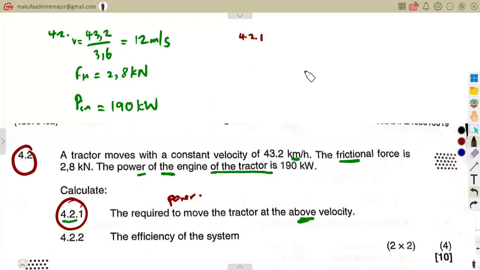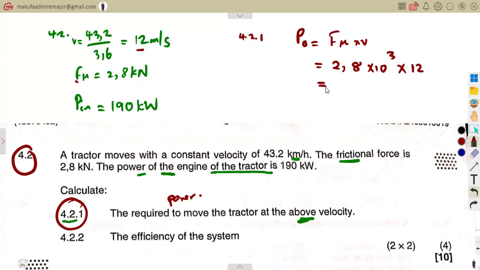So with that, as long as you've got force, in this case, our output power is going to be calculated from the frictional force times the velocity. So our force is the frictional force, that is 2.8 kilonewton times 10 to the exponent of 3 times the velocity, which is 12. So that was going to give us the output power, 33,600 watts. So you can even convert this to kilowatts, divide by 1,000. That's 33.6 kilowatts. If you want to convert to kilowatts, since this one is also in kilowatts, it's up to you.